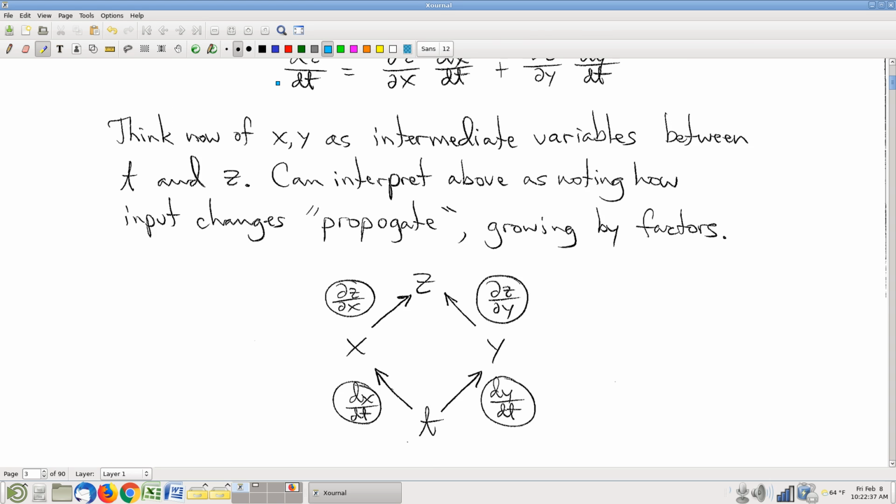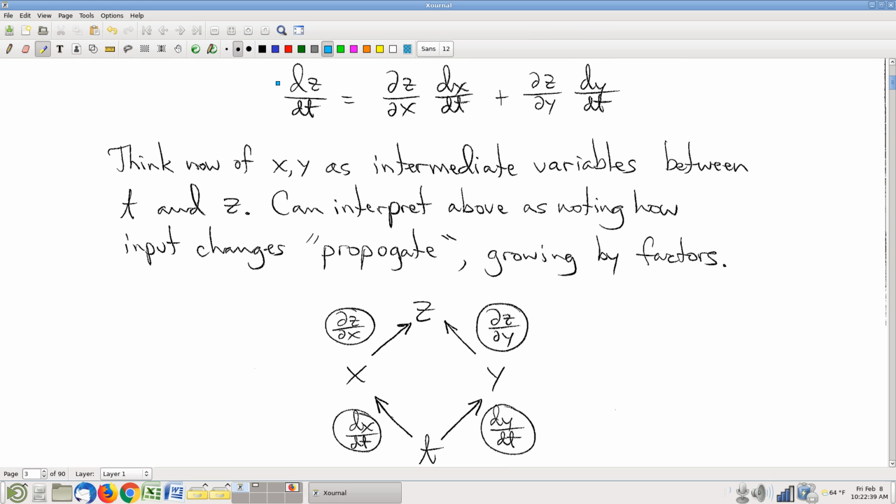I want to spend a couple of minutes motivating this in a different way. I think this is intuitively pretty satisfying. This is also a really nice perspective on certain kinds of computations that we're going to be doing with the chain rule. So this is, I think, a big point.